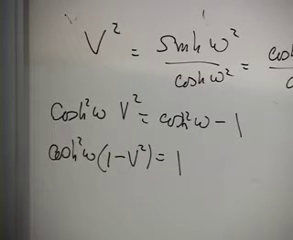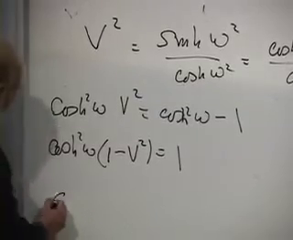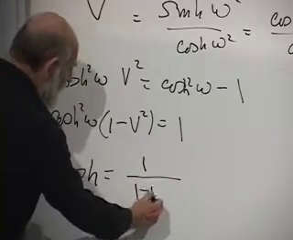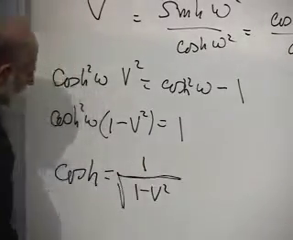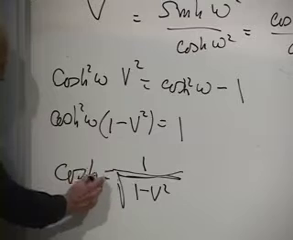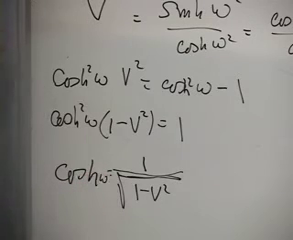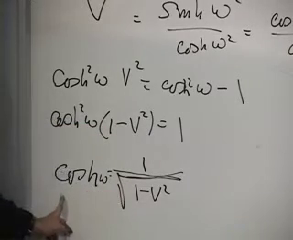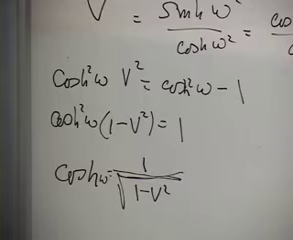I'll give you a second. Put the 1 on the left-hand side and then put the v squared on the right-hand side. So, yeah, it's clear. Okay. Finally, we get that cosh omega is equal to 1 divided by 1 minus v squared, but now I have to take the square root. Divide by 1 minus v squared and then take the square root. And that gives you cosh omega.